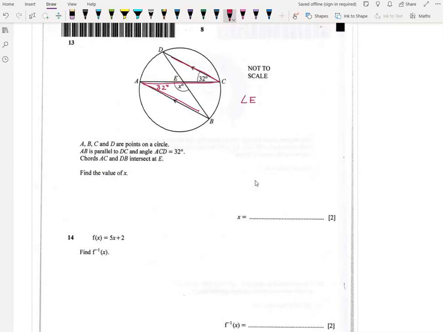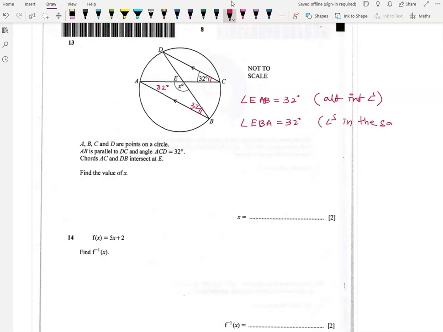So angle EAB is 32 because they are a pair of alternate interior angles. Now also we can notice that angle DCA, this angle and this angle are subtended by the same chord, or you can say they are subtended in the same segment. So these two angles are also equal. So angle EBA is also 32, angles subtended by the same chord or angles in the same segment.